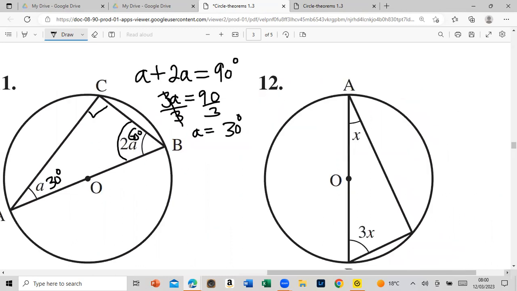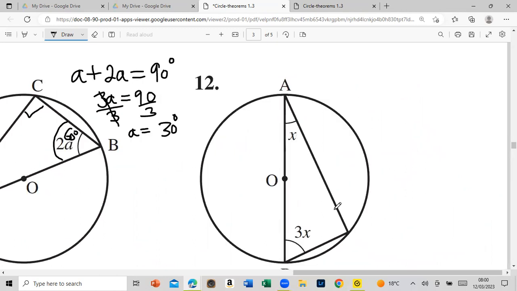Alright, let's move on to 12. Now it says that this is coming from a diameter again, so that's the first thing I check. So this means this is 90 degrees. Doesn't matter how it's turned, once it's coming from the diameter to form a triangle, both of them add up to 90 degrees. Both of them are like terms, so we can say x plus x, that's 4x, equal to 90 degrees. So we're going to divide by 4 now.